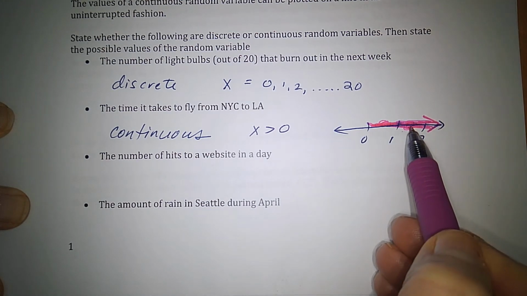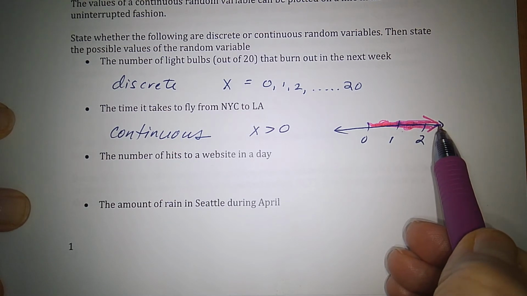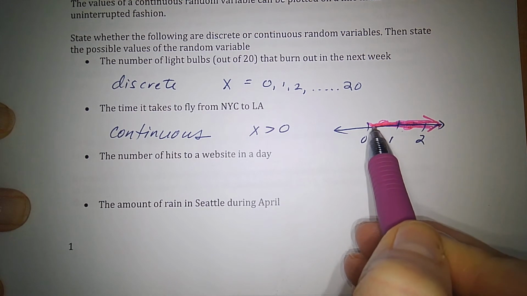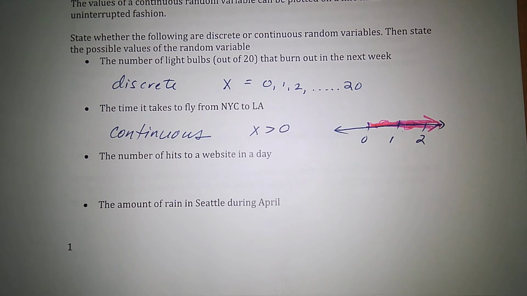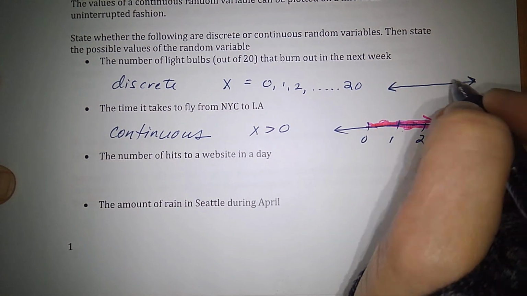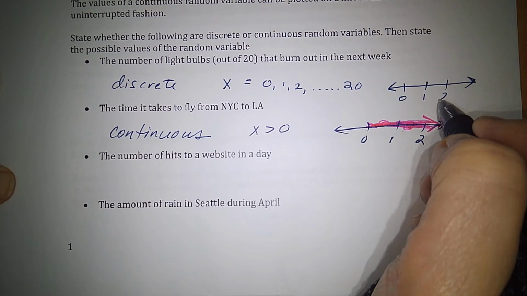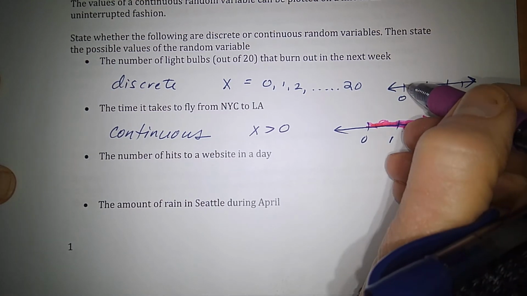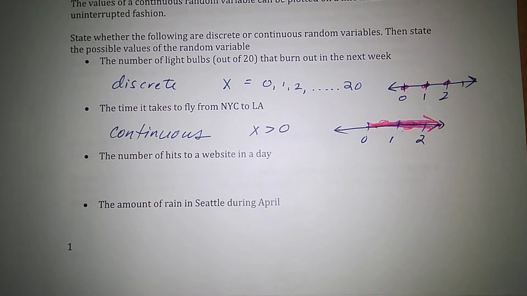It could take 1.5 hours to get there. It could take 3.5 hours. It could take 3.465 hours, and so on. Time is always going to be a continuous variable. Whereas the one up here, where it was discrete, we have only the values of 0, 1, 2, all the way up to 30. So you can only have specific points with space in between those points on the graph.